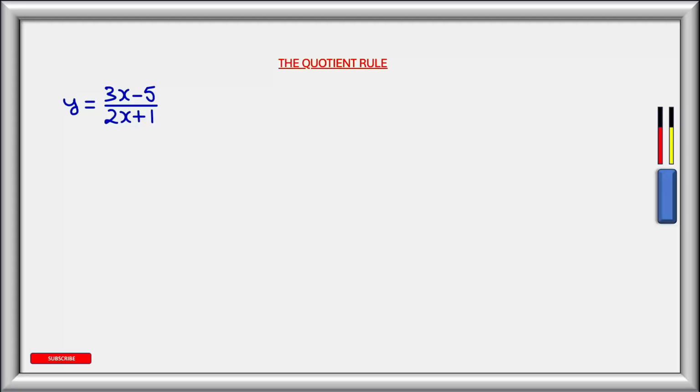Because the numerator and denominator are pulling the function in opposite directions at different speeds, we need a specific formula that accounts for that exact tug of war. And that's where the quotient rule comes in. The derivative of a quotient is not simply the quotient of the derivatives.